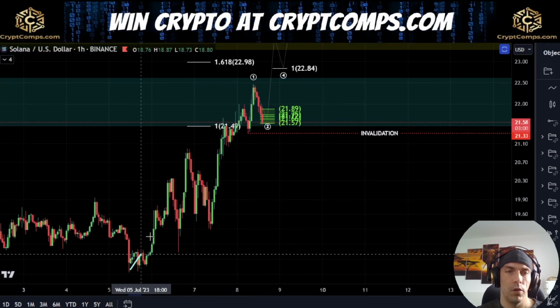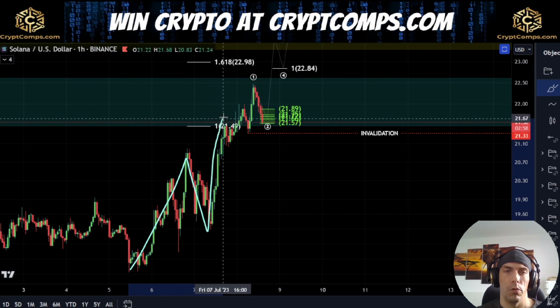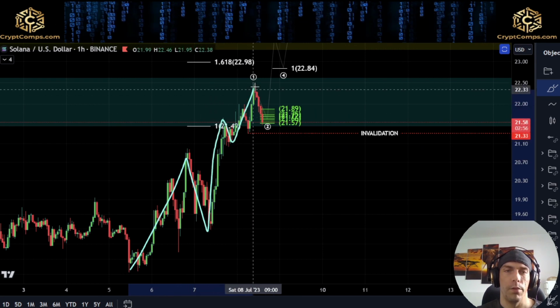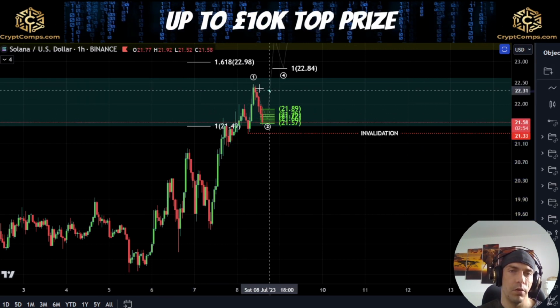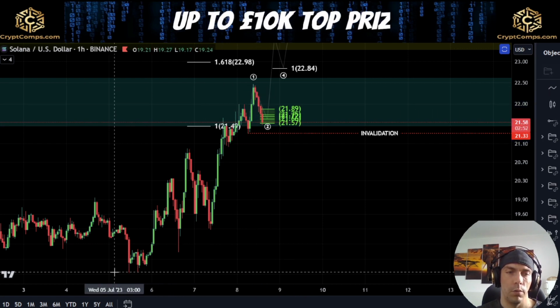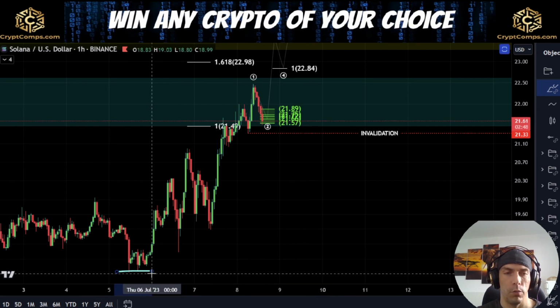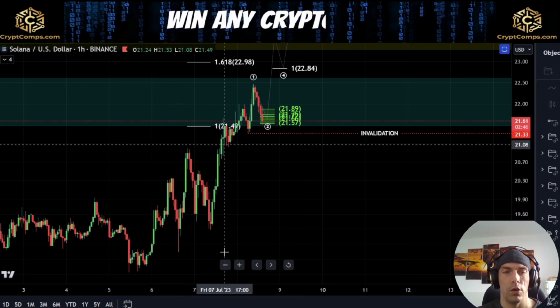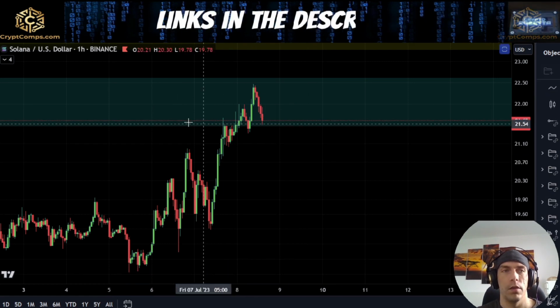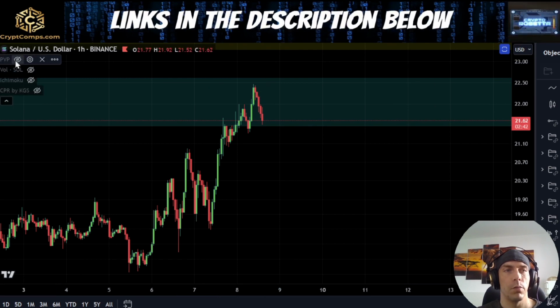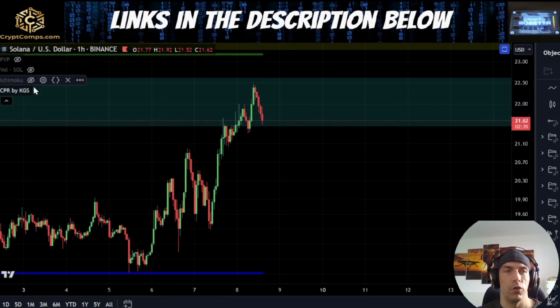Now we could potentially argue we have something like this as 1, 2, 3, 4, and 5 as a diagonal pattern, but I don't really like the structure. The only way that I would confirm that is by breaking down below this low point here again, which would be this 1842. So need to keep an eye on it. There is still potential for upside here for as long as we hold those bullish support zones.